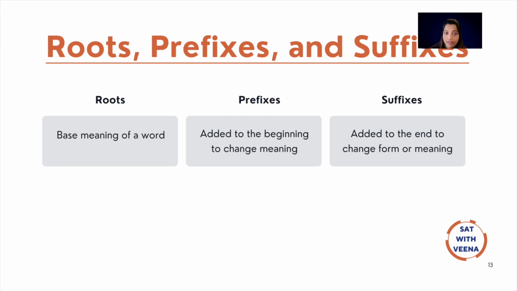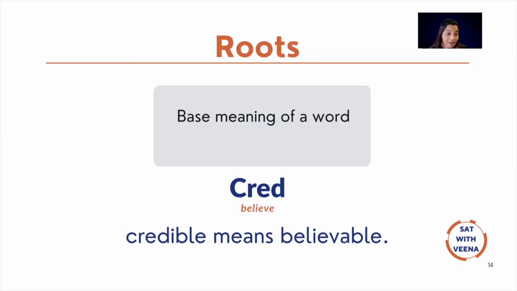Another powerful strategy is learning word parts. Many English words are built using roots, prefixes, suffixes. For example, the root cred means believe, so credible means believable.